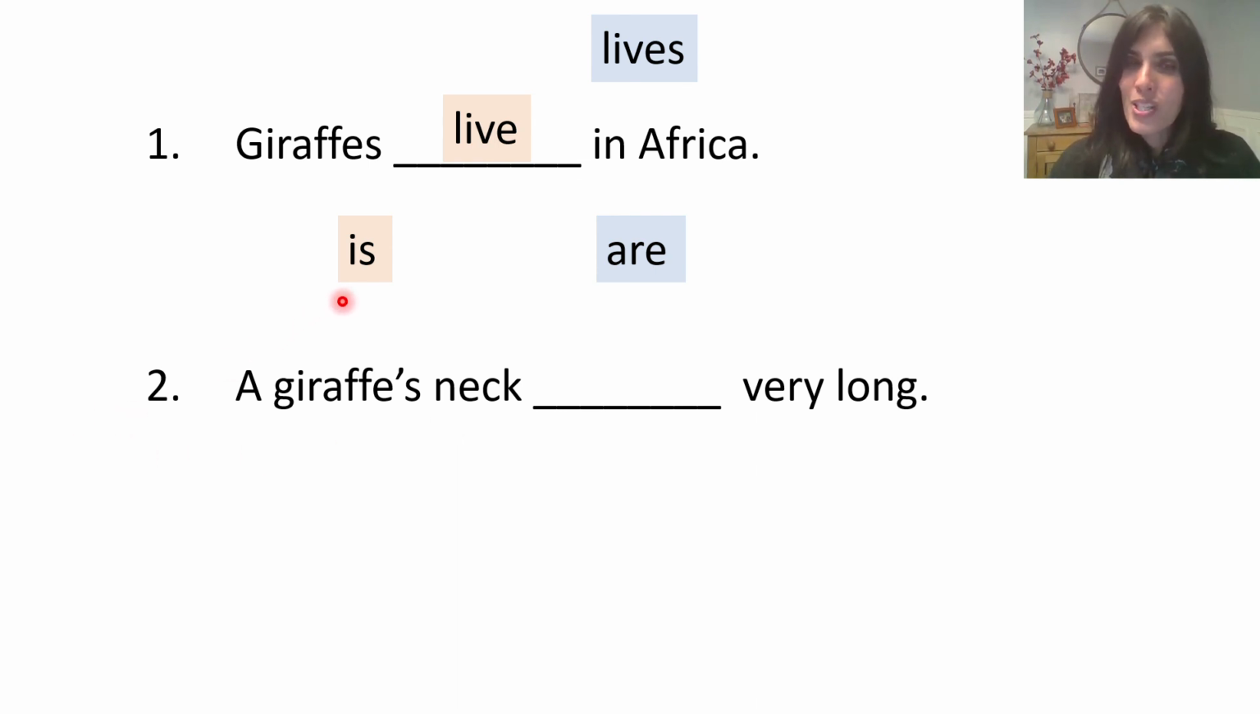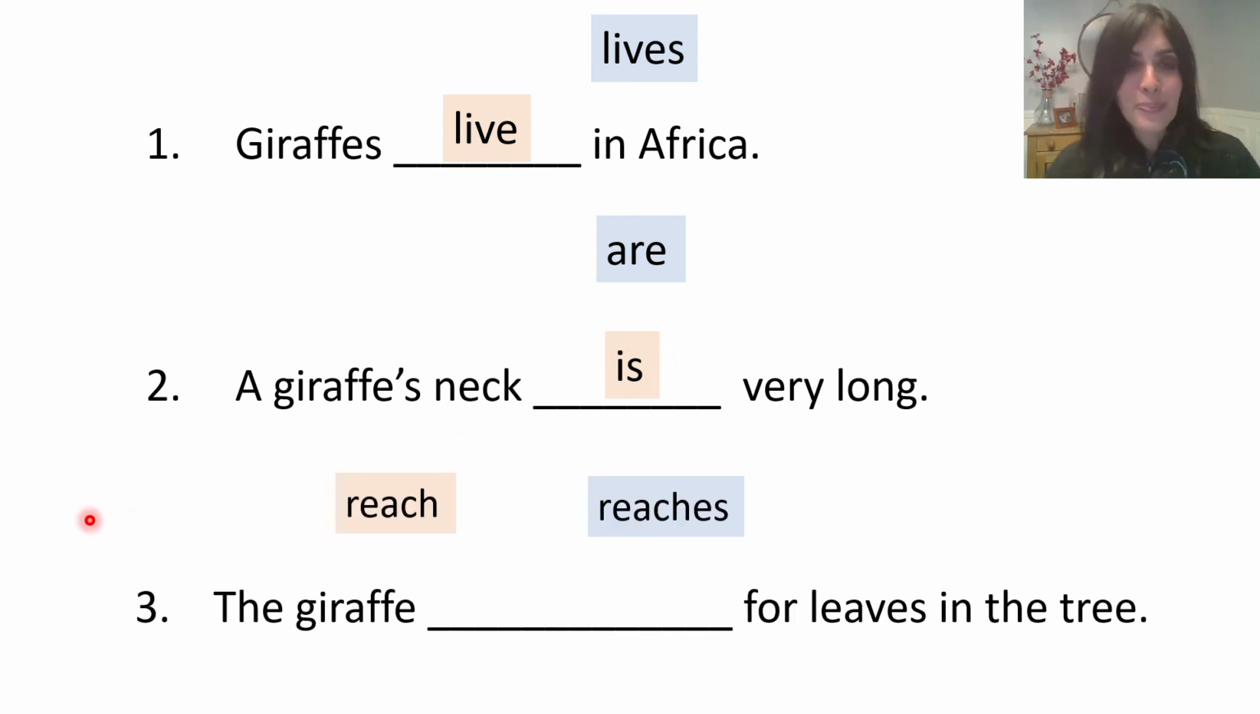So which verb am I going to use? Go ahead and think. Did you say is? Nice job. A giraffe's neck is very long. Since it's only one giraffe, I need to use the linking verb is. Okay, we have one more example.